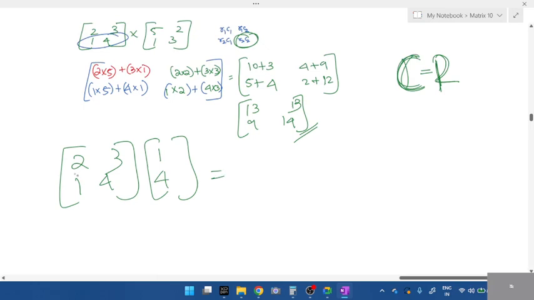Column should be equal to row. How many columns does the first matrix have? How many rows does it have? 2. So it doesn't matter that the second matrix should have 2 into 2, students. Even this one you can solve. I'll tell you how to solve.